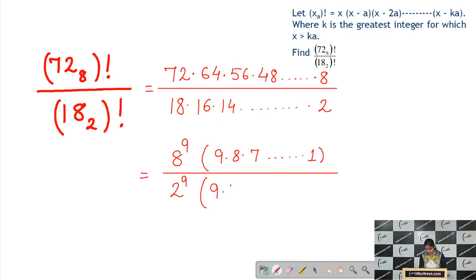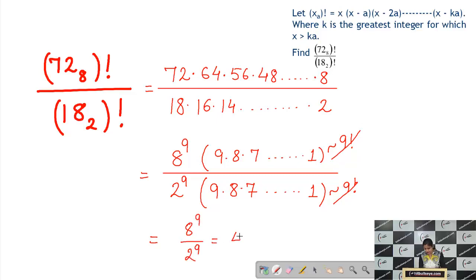into 9 into 8 into 7, so on up to 1. This is 9 factorial and this is also 9 factorial. It got cancelled. That's why we are left with 8 raised to power 9 divided by 2 raised to power 9, which we can write as 4 raised to power 9, and this is the answer in this question. That was a very basic medium level question. So let us move further.